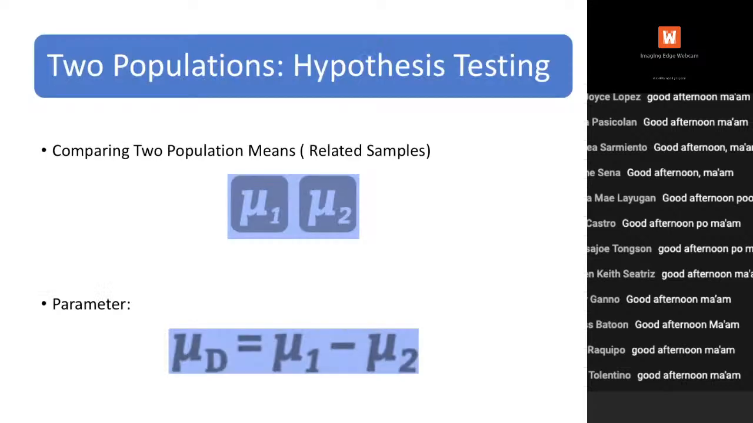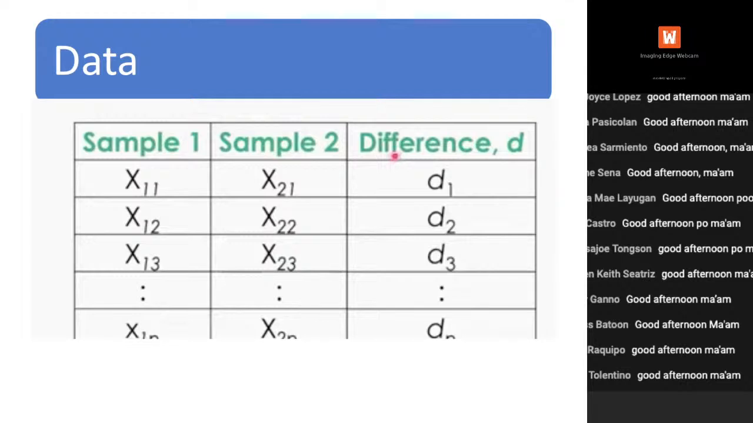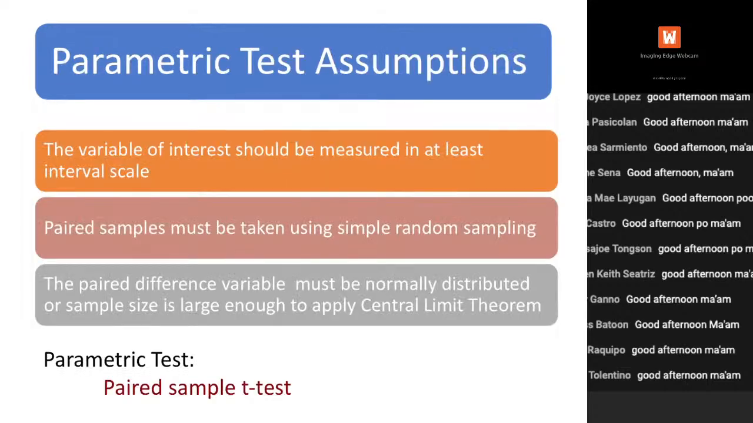So for related samples, the data array notation would look like this. These are from the first group, and from the second. Take note that pares yan, they are matched. So we are interested in finding out the difference between the two, B1, B2, B3, and so on. Now, what tests can we make use of if our samples are related? Dalawa na related or matched or pares.